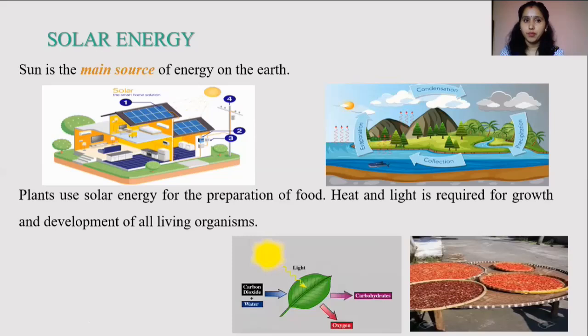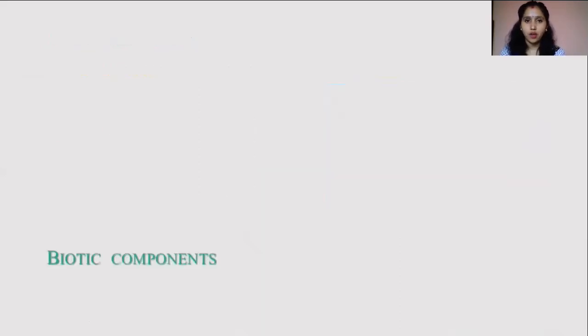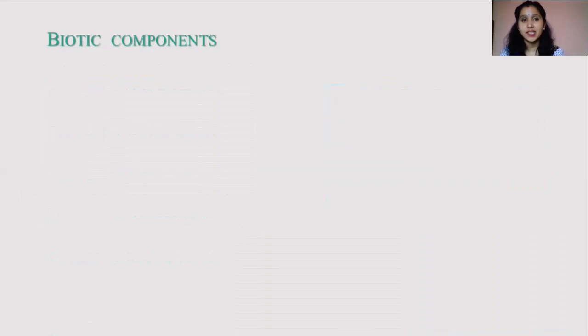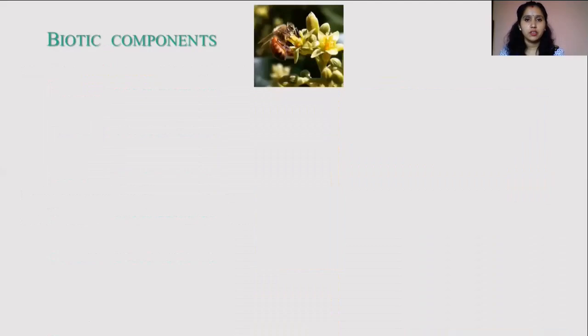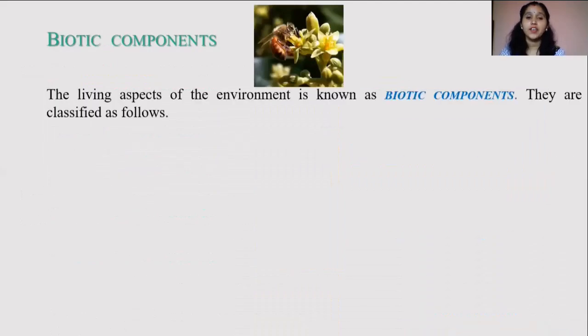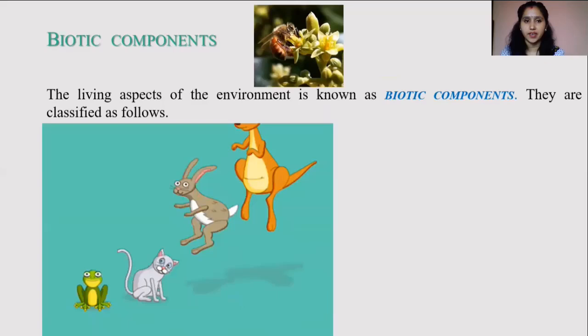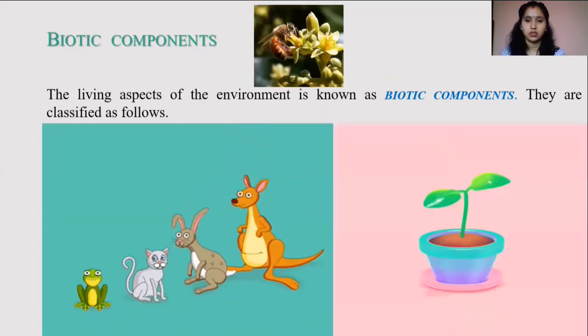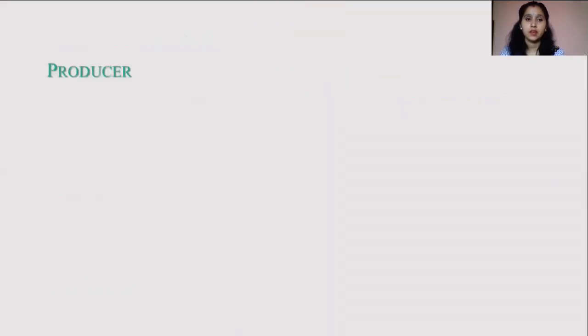This is one of the important biotic components of the environment. Now, biotic components, that is, living components of the environment. First of all, you can see here the living aspects of the environment are known as biotic components. They are classified as follows. Biotic components of the environment are classified mainly as producers, consumers, and decomposers. At first, we are going to begin with producers.